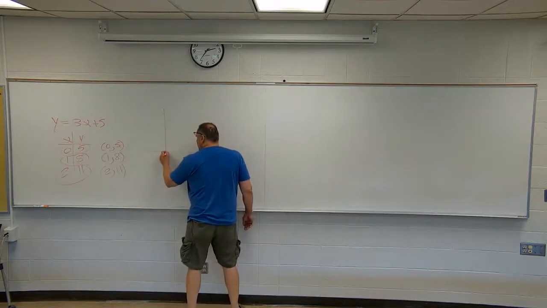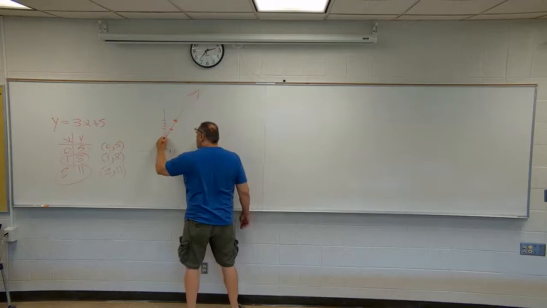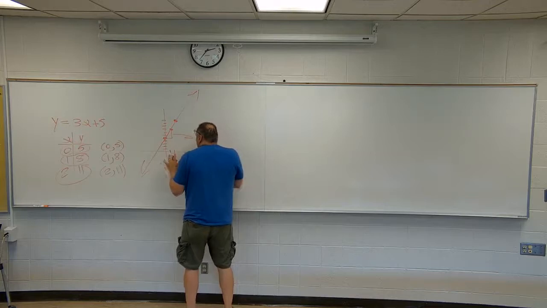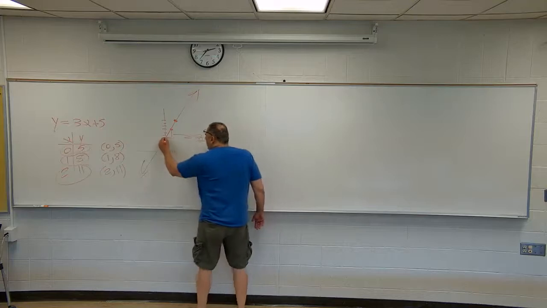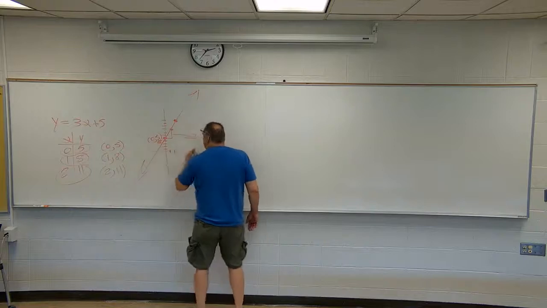Here's 0. Here's x equals 0. 1, 2, 3, 4, 5. Here's 1. 1, 2, 3, 4, 5, 6, 7, 8. Here's 2. 1, 2, 3, 4, 5, 6, 7, 8, 9, 10, 11. Notice they lie in a straight line. The slope, the rise over the run, you don't have to put this in the graph, but I just put it in there. Rise over the run is 3. The y-intercept is 0, 5. That's b. It's 0, b. That's the slope.